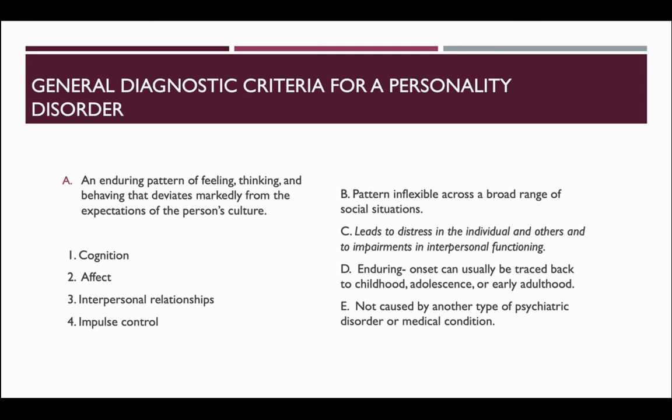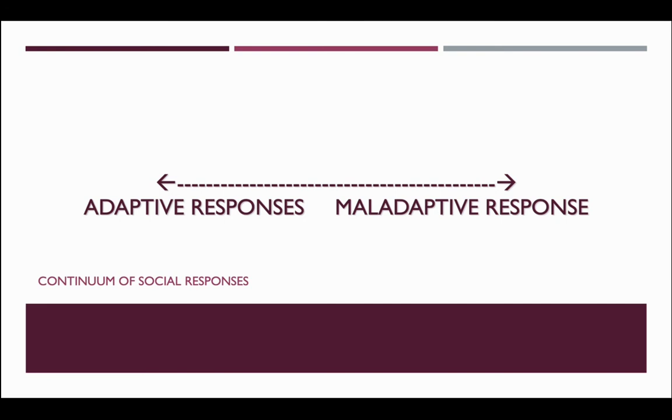D, the pattern of feeling, thinking, and behaving is enduring, and its onset can usually be traced back to childhood, adolescence, or early adulthood. The dysfunctional pattern is not caused by another type of psychiatric disorder, and it's not a consequence of a medical condition such as a brain injury. Now remember, responses happen on a continuum. So there are adaptive responses and maladaptive responses.